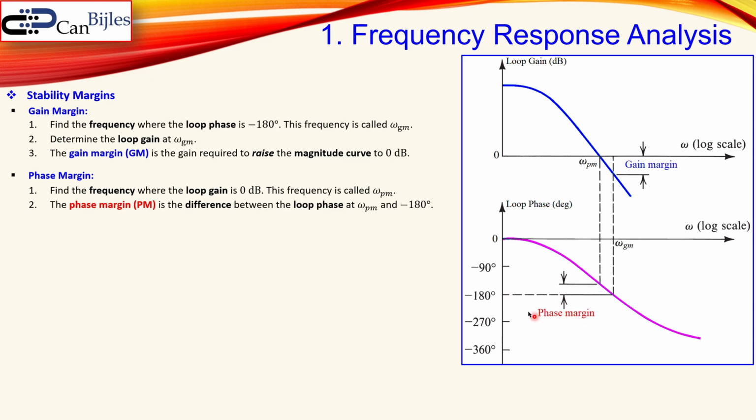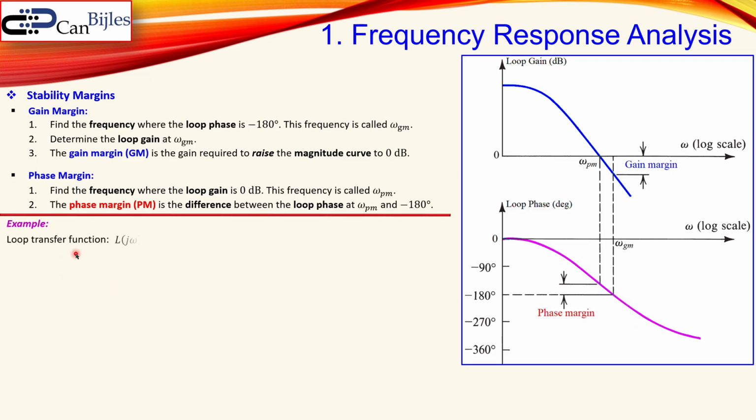It's just a number. If this phase is, for example, let's say minus 150, that means you have a phase margin of 30 degrees. But if this phase is here, let's say minus 200, then you have a phase margin of minus 20 degrees. That means you have an unstable system. In order to have a stable system, your loop transfer function must have a positive gain margin and a positive phase margin. Okay, let's see an example, that is always handy.